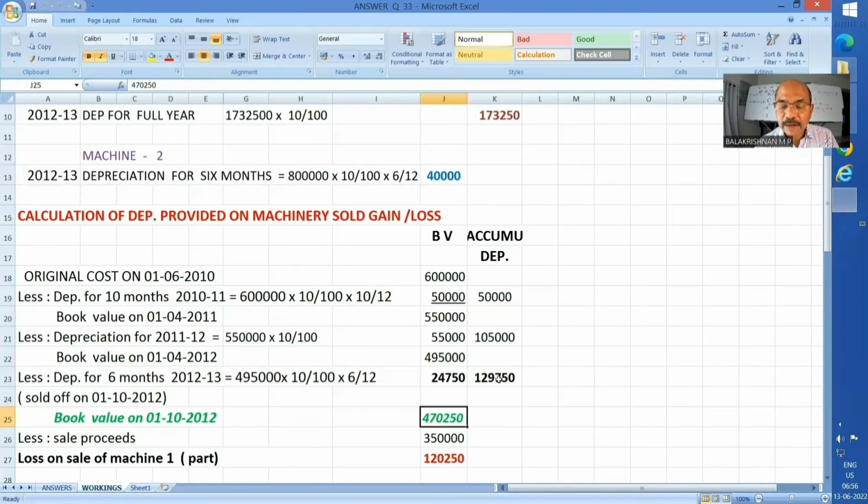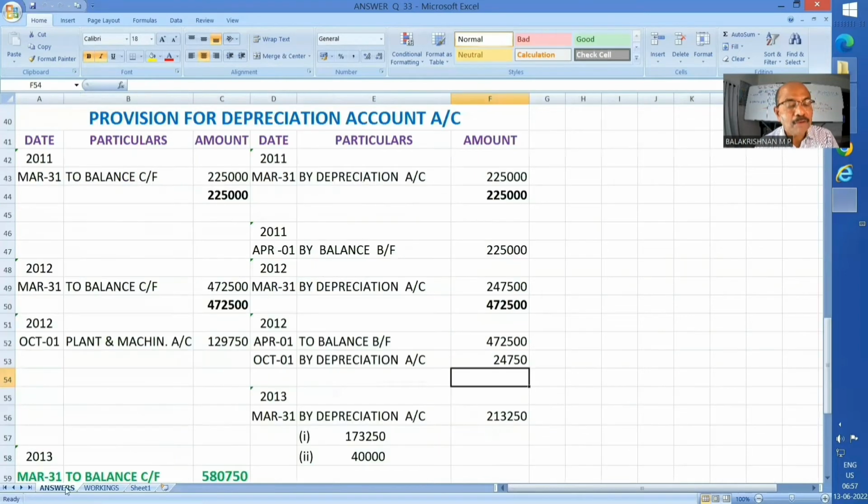We can also find this out in another way. Every year, first year 50,000, next year 1,05,000, again this 24,750. If you add all this plus this also, you will get 1,29,750. That is the accumulated depreciation in respect of this item that has been sold.